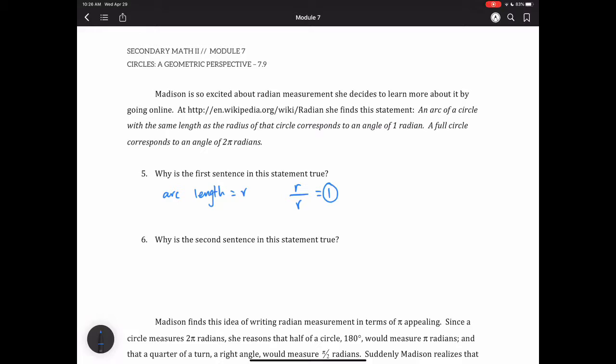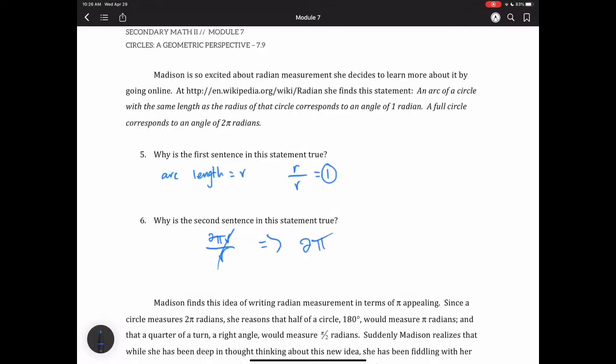So now, why is the second statement true? Well, we know that the full circumference is 2 pi r. And if we relate that back to the radius, which is r, guess what? They cancel off, just like we looked at on the last page. So we get 2 pi. Okay, so that's why the second statement is true.